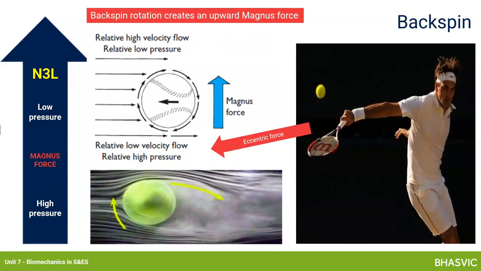And here's an equivalent example of a backspin or a slice shot. So the player strikes the ball beneath the centre of mass, applies an eccentric force down there. The ball is spinning clockwise, and you can see this side, the velocity is low, pressure is high. This side, the airflow is being accelerated. It's in the same direction as the oncoming airflow. So we've got high velocity, low pressure, low to high. The Magnus force is upward.